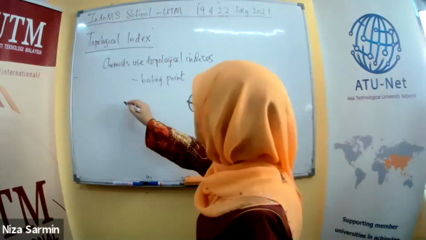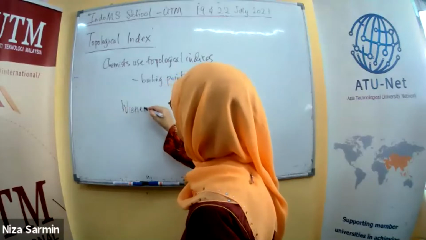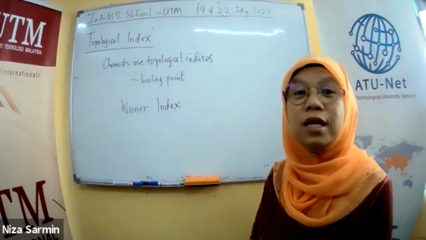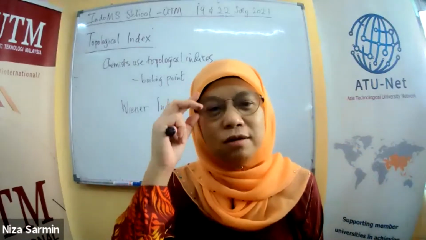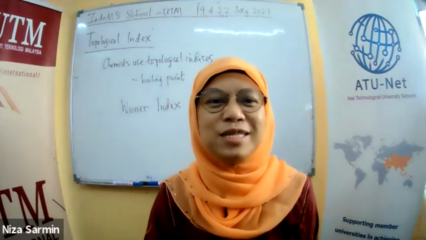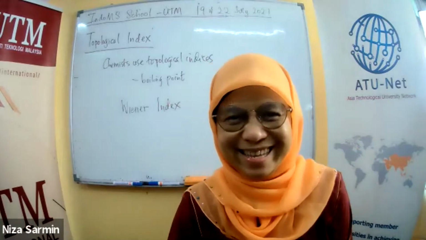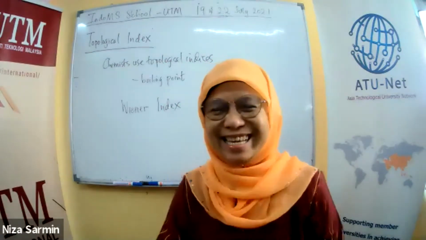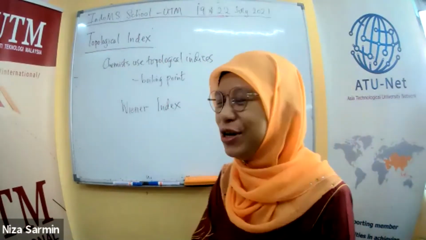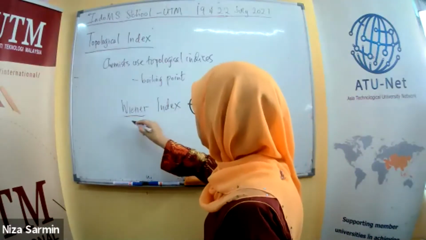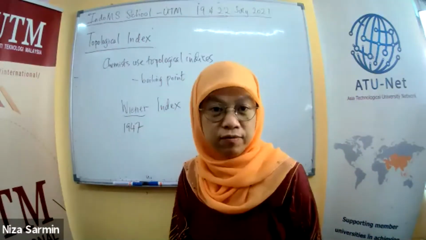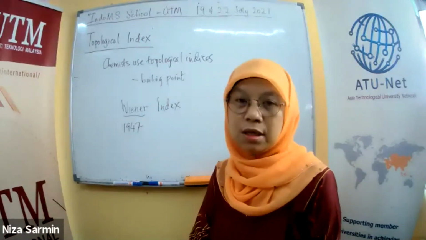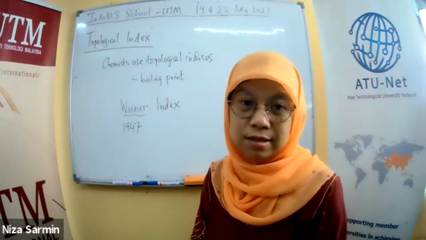And who introduced the first topological index, called the Wiener index? Nidia, do you want to guess who introduced this index? What's the name? Wiener. And you are the winner. So this was introduced by Wiener in 1947. He introduced this Wiener number, and he computed the boiling point of alkanes, right?